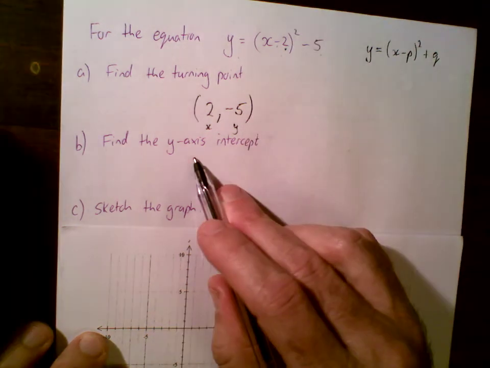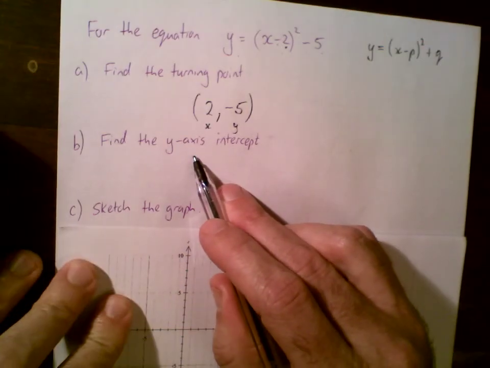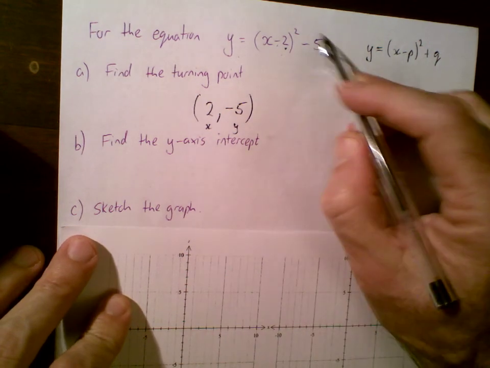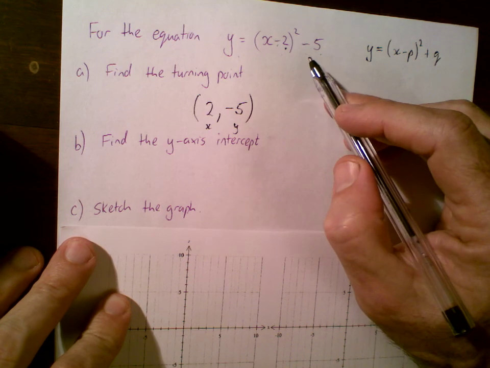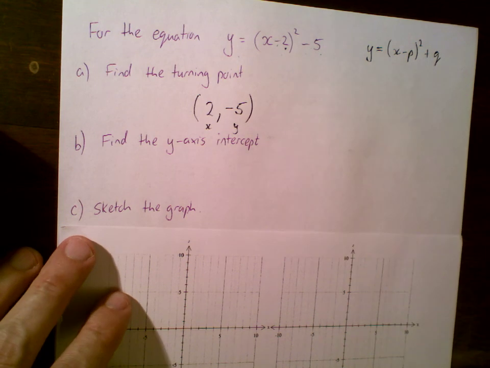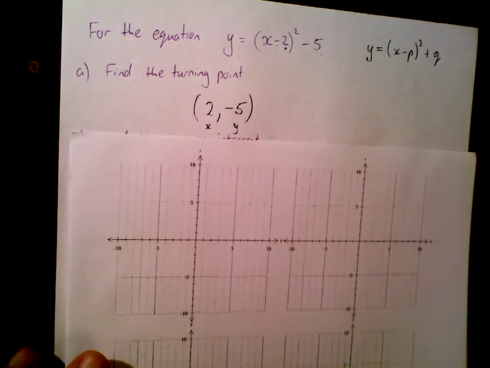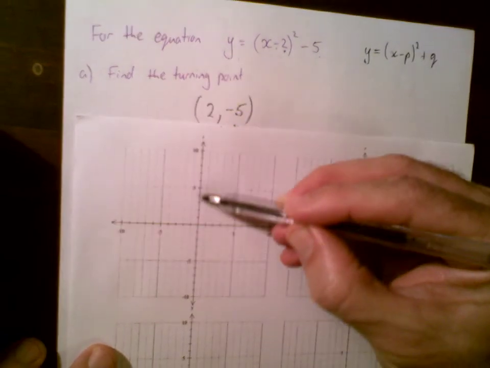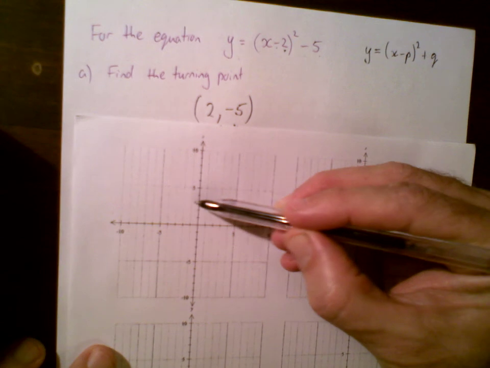Now the y-axis intercept, we need to be a bit careful with this one. Some students mistakenly say that this negative 5 value is the y-axis intercept. It's not. To find the y-axis intercept, we could think of it as the point where the graph crosses the y-axis here. And at that point, the x value is equal to 0.